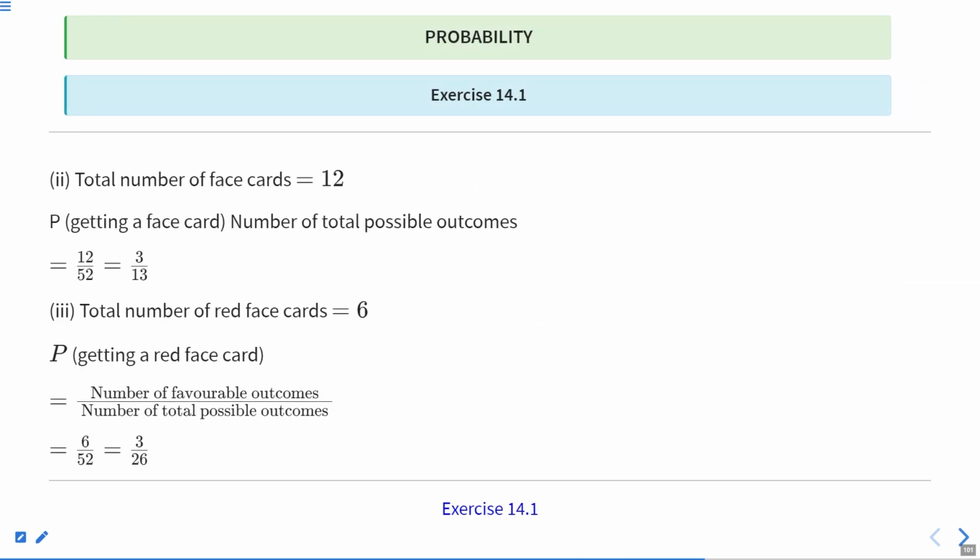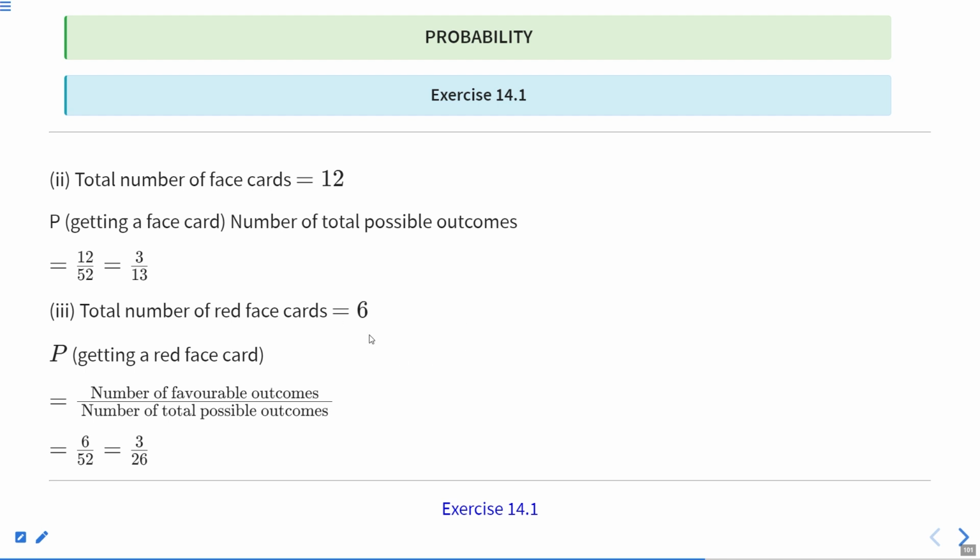Okay, and then we will find the probability of getting a face card. Total number of face cards is equal to 12. So probability of getting a face card is equal to number of outcomes favorable to event divided by number of total outcomes. So this is equal to 12 by 52 and this is equal to 3 by 13.